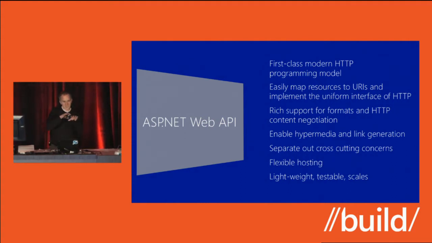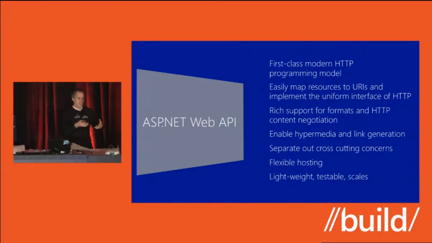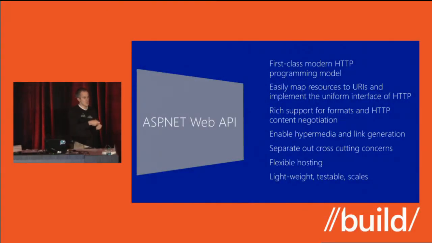It's very easy to separate out cross-cutting concerns. Like there's a lot of things when you're dealing with HTTP that you'd ideally like to not pollute your business logic with, like dealing with authorization, dealing with query, dealing with various aspects of HTTP like caching and e-tags and so forth. It's very easy to pull those things out and stick them into the pipeline in a cross-cutting way.